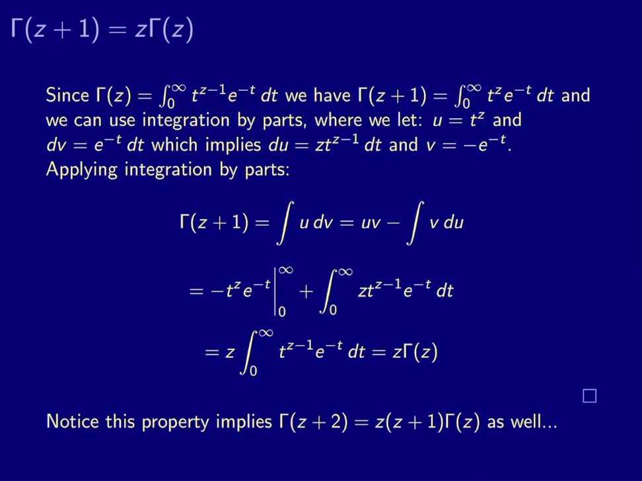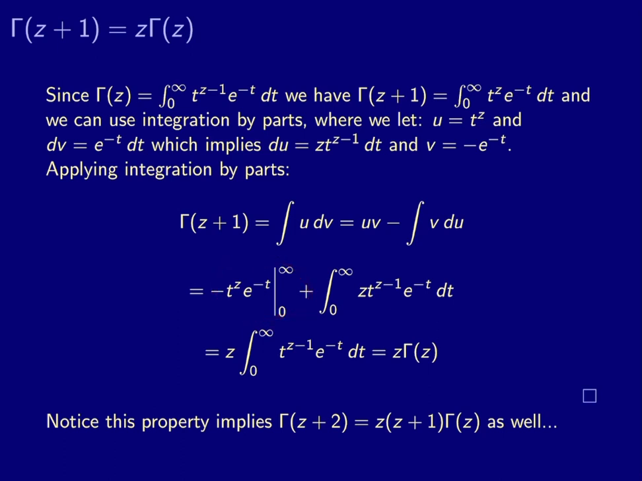If all we do is let u equal t to the power of z, and then we have dv equals e to the power of negative t times dt, which implies du equals this guy here, and our v equals that. And then here I'm just applying integration by parts. This is the standard formula. Then we get our left side, this guy. You'll notice that it actually equals 0.